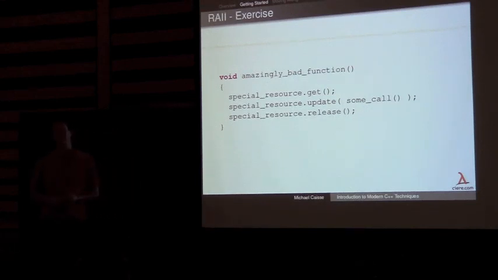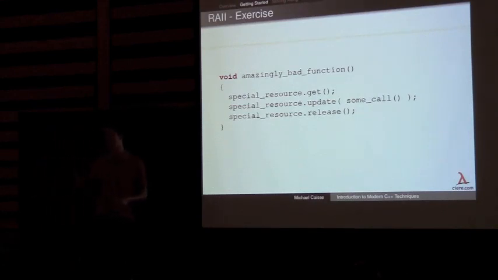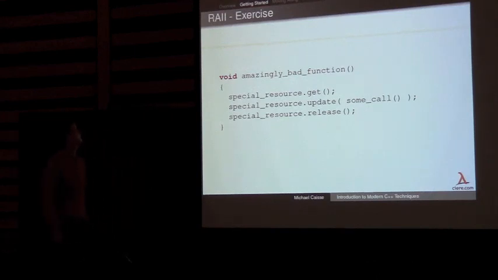You're pretty much guaranteed that you have an amazingly bad function if somewhere towards the bottom it has object.release. Or anywhere. Object.release, that's almost like an indicator right away that something bad is in there. So we have this amazingly bad function.